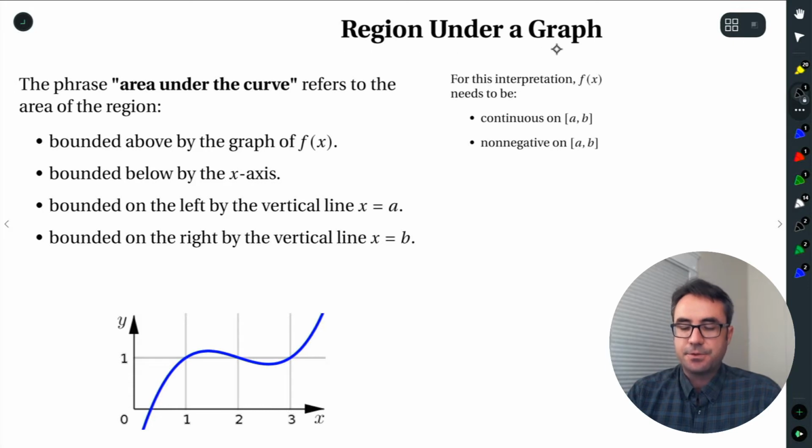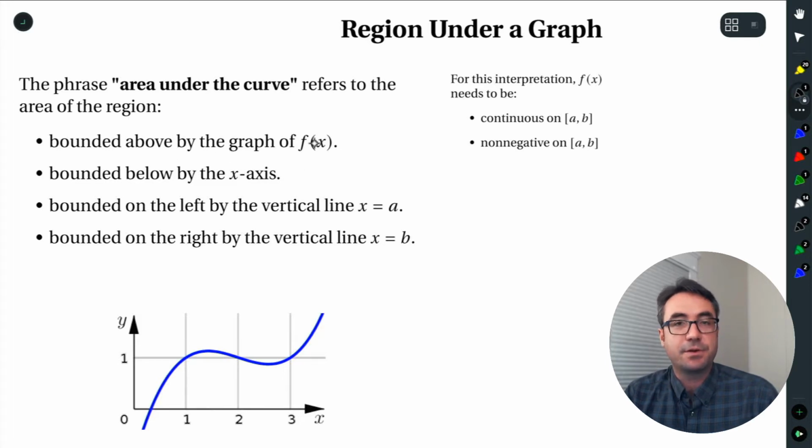And that has to do with the region under a graph. So when we say the phrase area under the curve, what we're really referring to is the area of the region that's bounded above by the graph of our function f of x. It's bounded below by the x-axis. And then it's bounded on the left side by some vertical line x equals a. And it's bounded on the right side by some other vertical line x equals b.